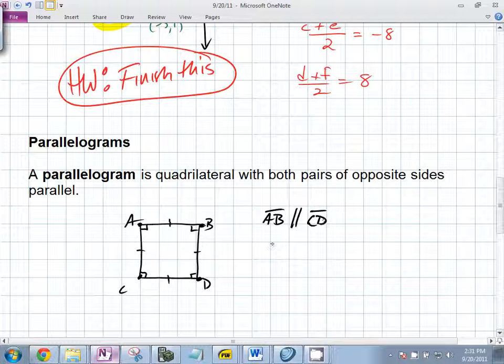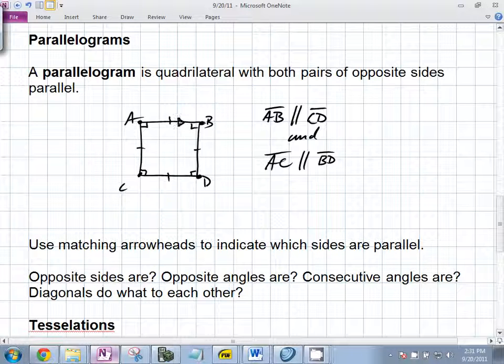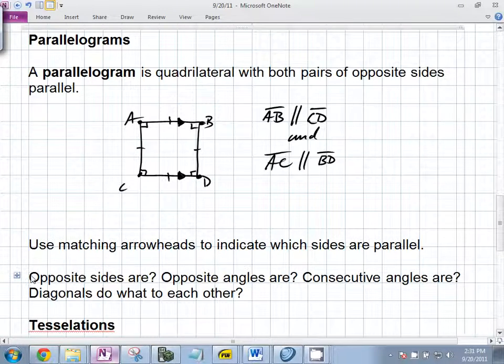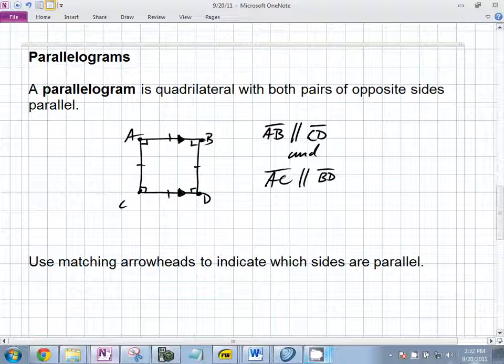And AC is parallel to BD. Exactly, not BC, BD. It's the pairs of parallel sides that make a parallelogram. Now, how do you notate that? You've seen this a little bit already. Matching arrowheads. Matching arrowheads means those two sides are parallel.